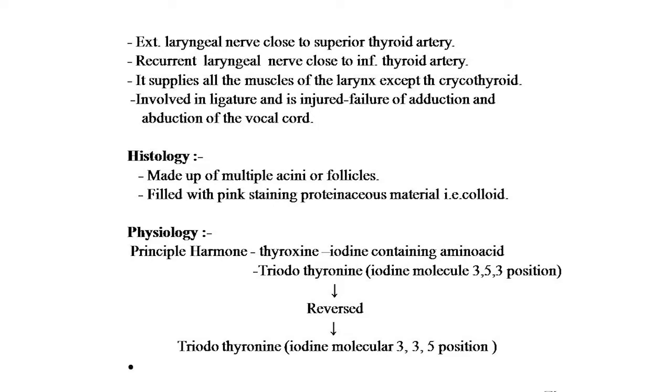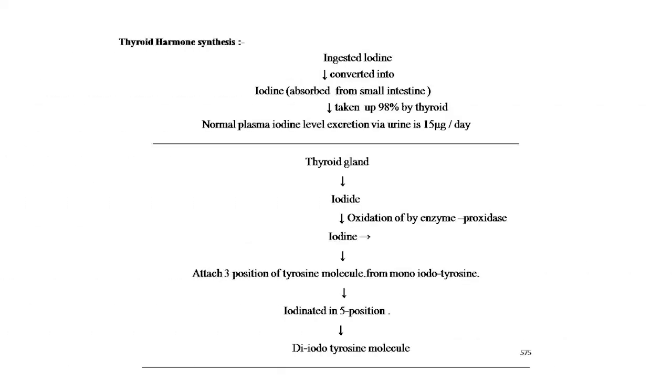Now the thyroid hormone synthesis. How are the thyroid hormones synthesized? Ingested iodine is converted into iodide and absorbed in the small intestine. 98% of the absorbed iodine is taken up by the thyroid gland. At normal plasma iodide level, excretion through the urine is about 15 micrograms per day.